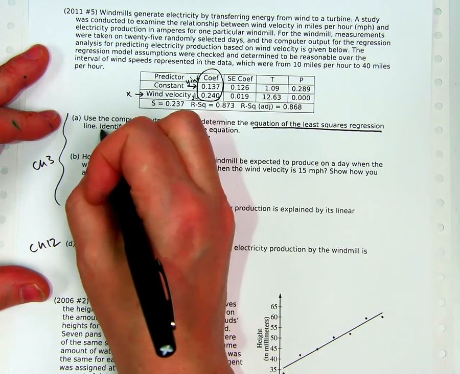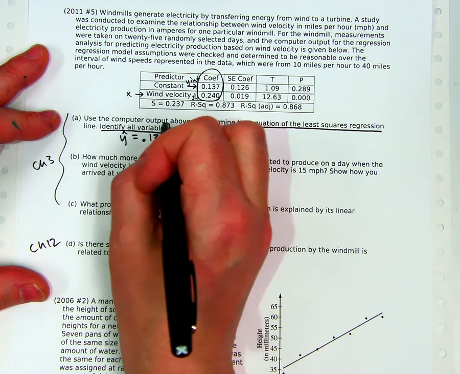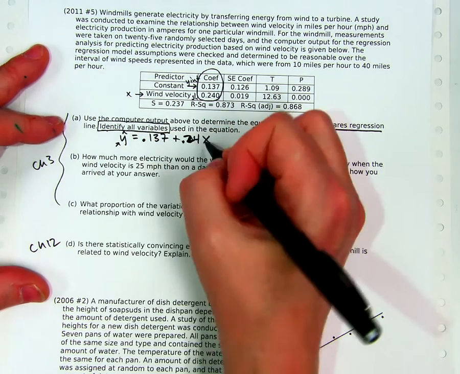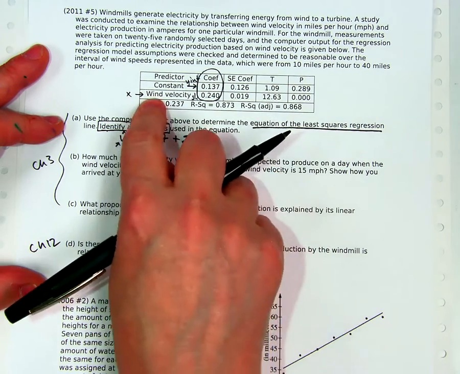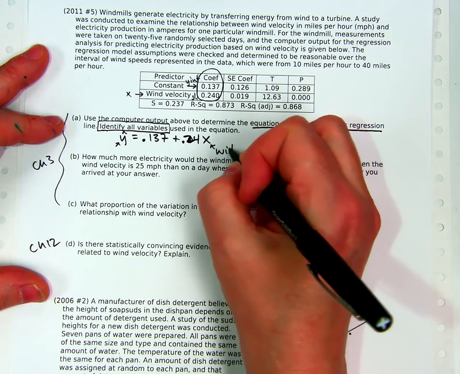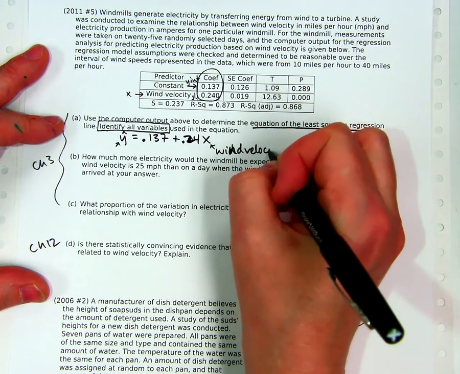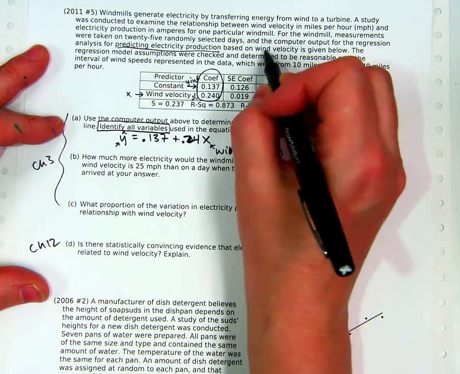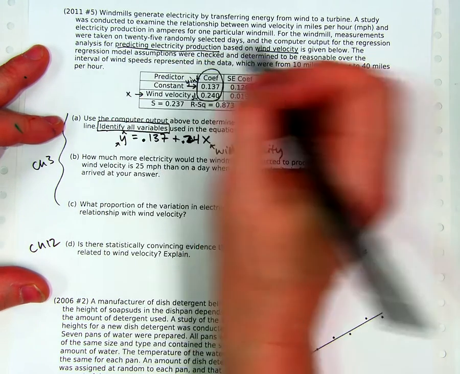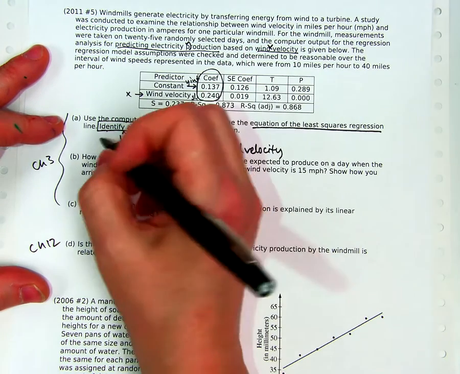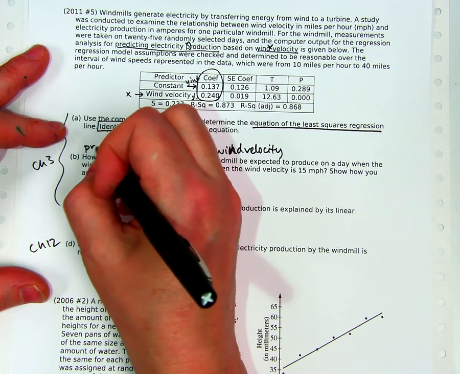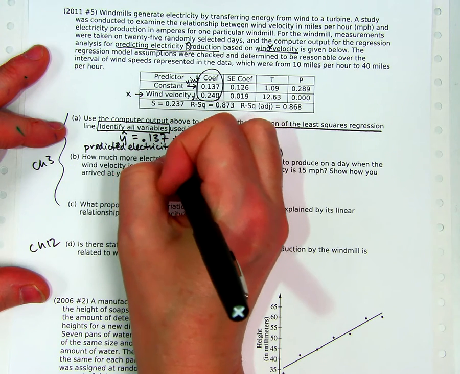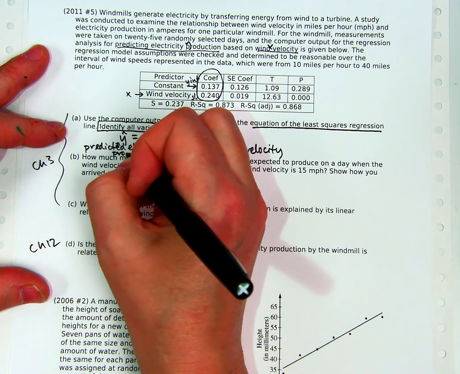And then remember they said, actually you really should do this even if they don't say to, but this part about identify all the variables, make sure you label what y is and what x is. X is easy because it says so right there. X is wind velocity. This is what we're using to predict. We're predicting electricity production based on wind velocity. So this is my y, and this is my x. Y hat is the predicted electricity production.